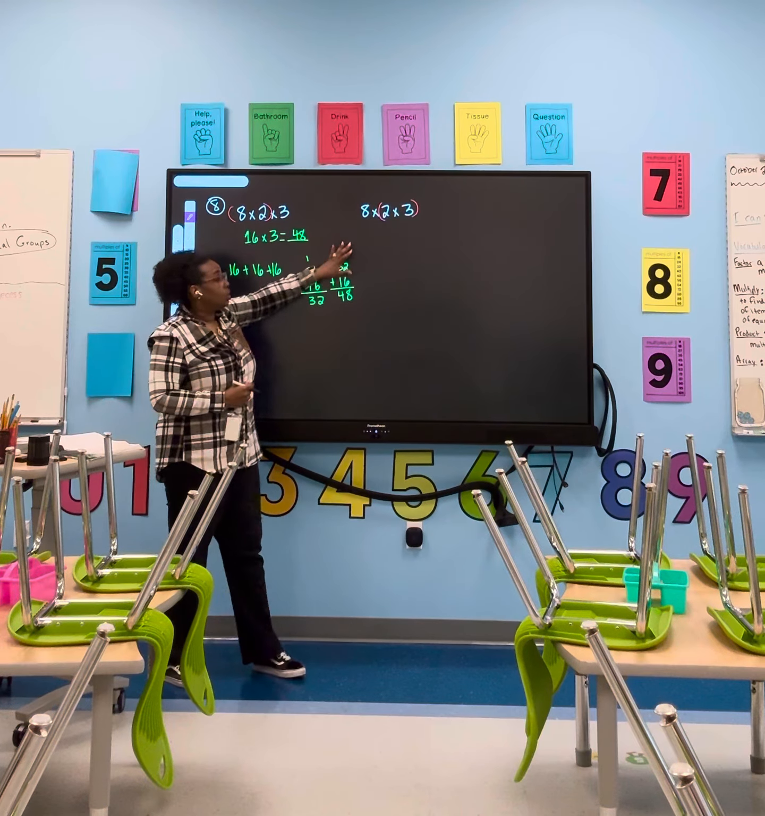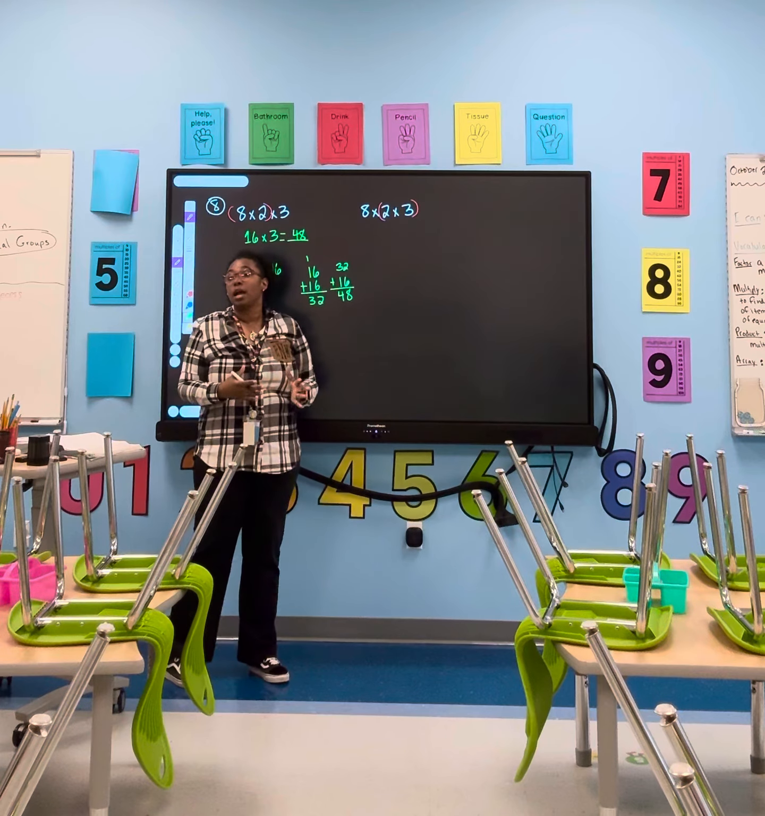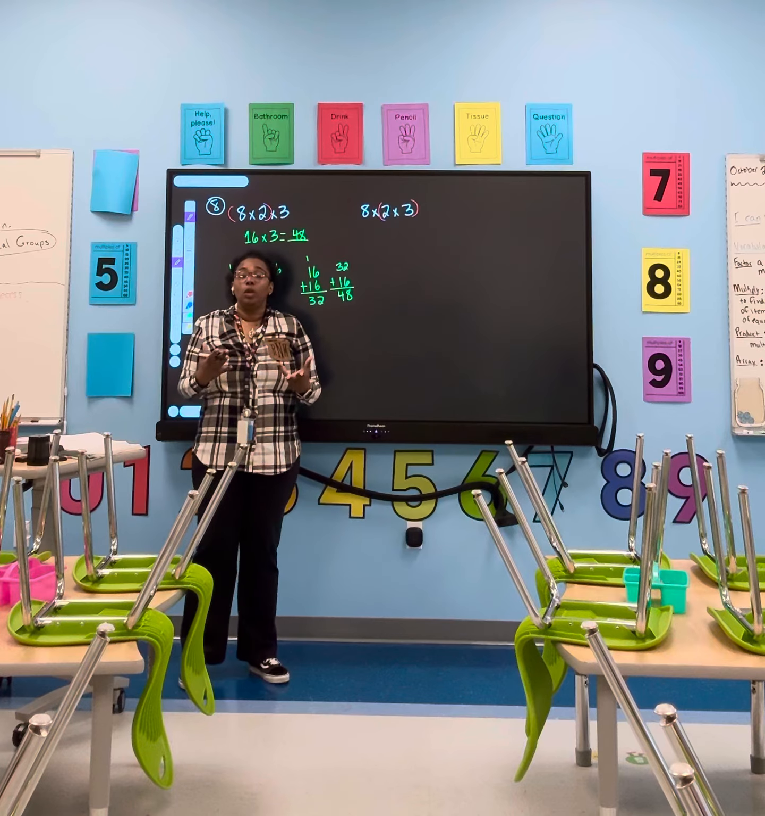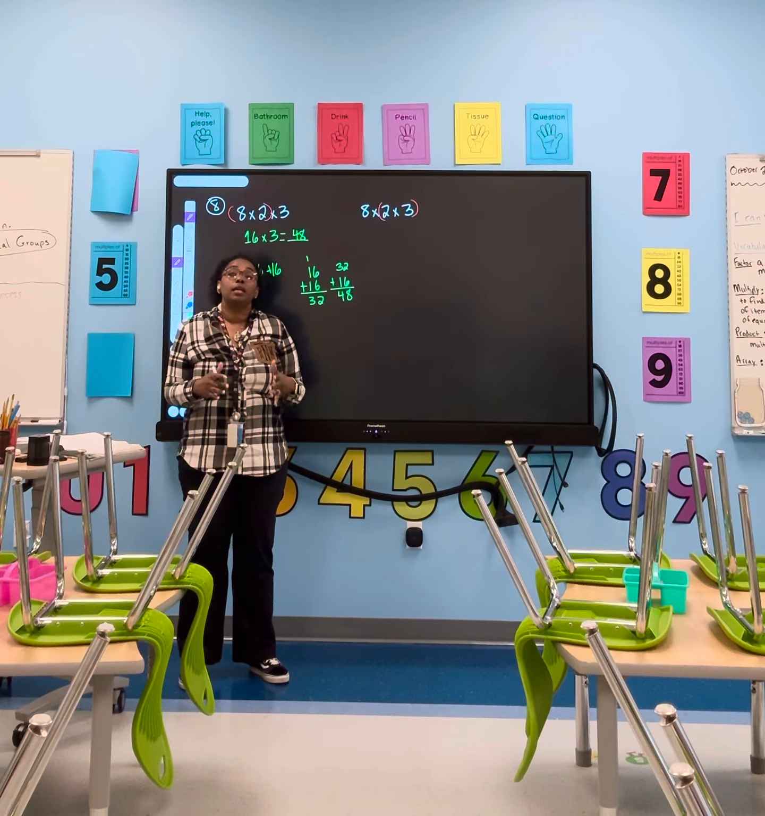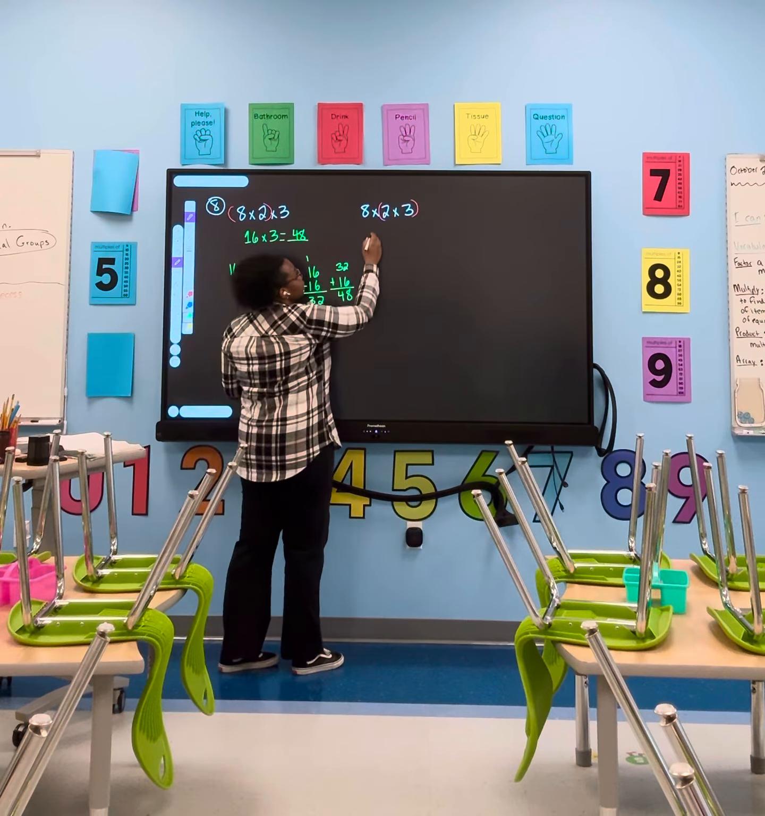Okay, let's go to the second grouping. So for the second grouping, I have 2 times 3 in parentheses. Again, we know when we see parentheses that says, hey, solve me first. So let's go ahead and solve that. 2 times 3 is going to equal 6. So I'm going to put my 6.